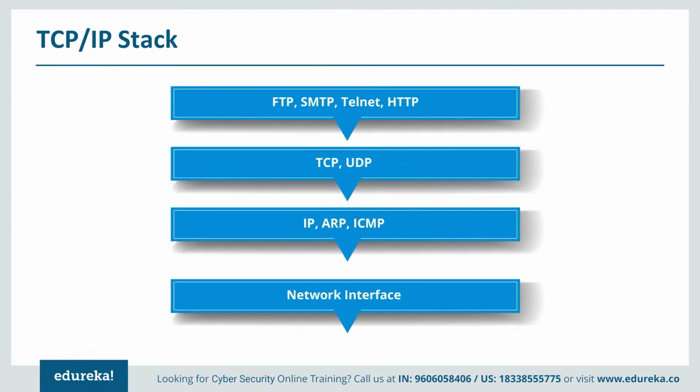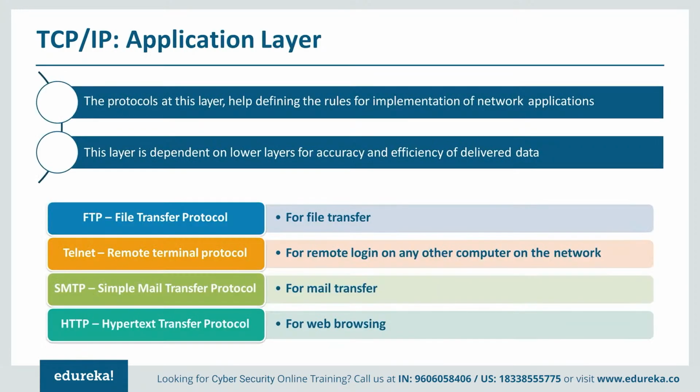So, the simple TCP/IP stack. What are the protocols used? The application layer uses FTP, SMTP, Telnet, HTTP, etc. The host-to-host layer uses TCP and UDP protocols. And the internet layer uses IP, ARP, ICMP. And then the network layer, the network interface. These are the simple examples.